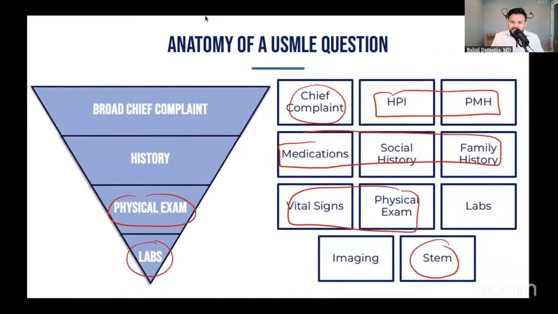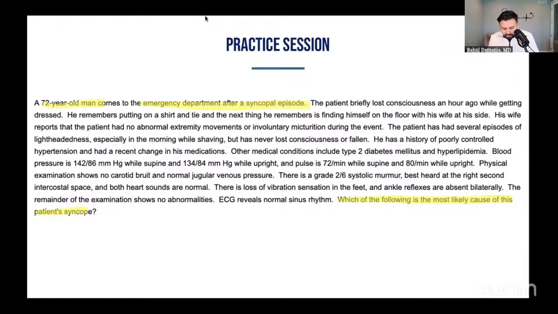That first sentence is going to be known as the chief complaint. You got it. Very good. All right, let's keep moving on. The patient briefly lost consciousness an hour ago while getting dressed. So that's the history of present illness. He remembers putting on a shirt and tie, and the next thing he remembers is finding himself on the floor with his wife at the side. So that is going to be the HPI.